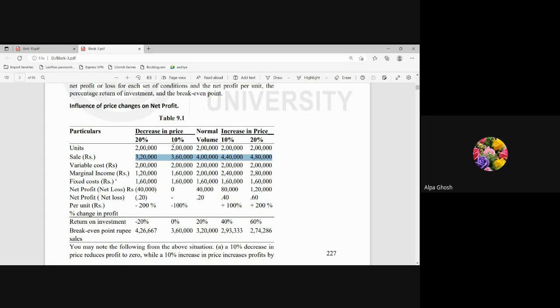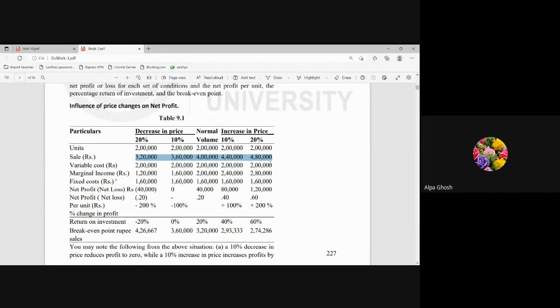Then for the 10% decrease, 10% of 4 lakh is 40,000, so the sale is 3,60,000. Normal, you can see it is 4 lakhs. When it is normal volume, the variation will be either a decrease or an increase. If it is an increase, it will be moving upward from the normal volume. And if it is a decrease, then it is going to be downwards. So 10% of 4 lakh is 40,000. 4 lakh plus 40,000 is 4 lakh 40,000. And next it is 4 lakh 80,000.